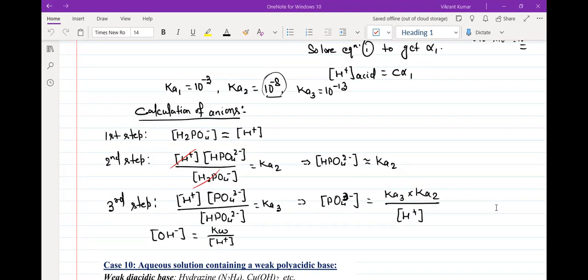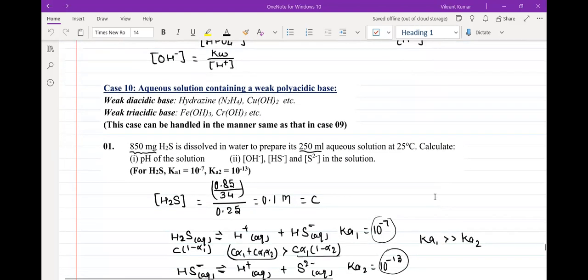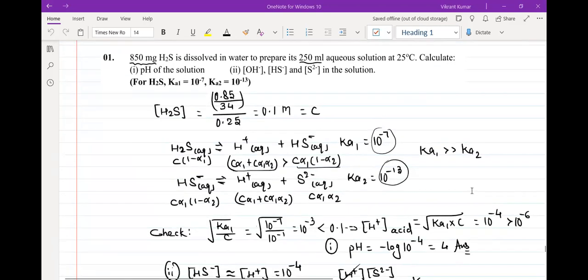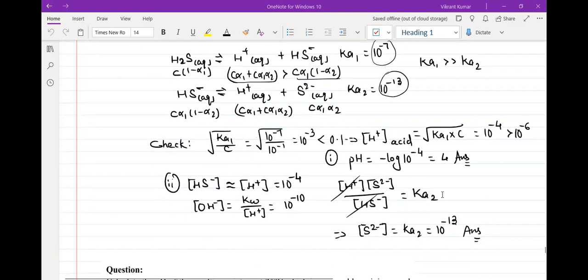Is it okay? Similarly, where there is an acid, if you put a base, then where there is H plus, OH minus will come. After that we had solved 2-3 questions. Like the first question was about simply one acid present in solution, and that was the case of H2S. If you calculate the molarity, it was coming 0.1, that we called C. And I told you we'll simply take under root K upon C, and check; it was coming less than 0.1, and that's why H plus from acid will become under root K1 into C, and that is coming 10 raised to minus 4, which is more than 10 raised to minus 6. So that's why we are saying pH can be 4. The rest, HS minus will be equal to H plus. OH minus is always Kw by H plus.